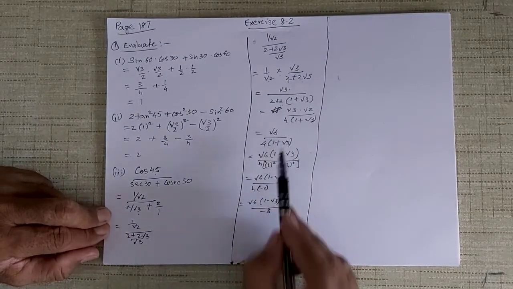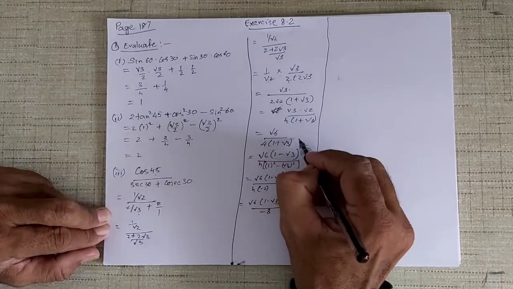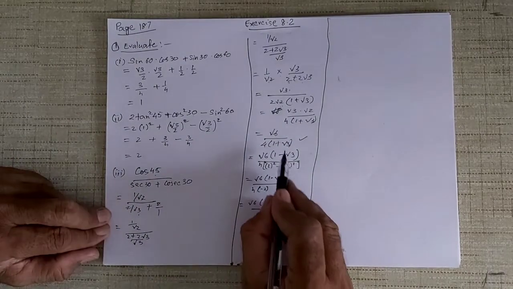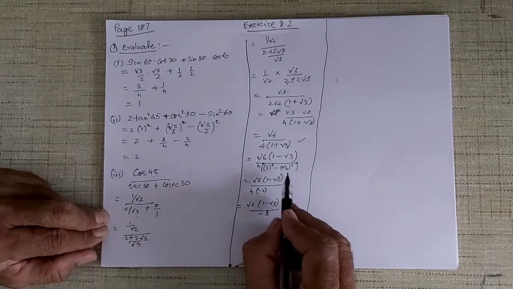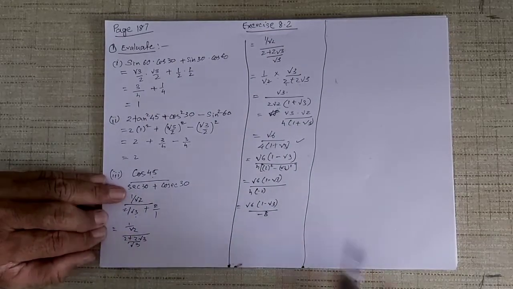अब फिर से 1 प्लस रूट 3 को अगर निकालना है, हो सकता है पीछे आंसर ऐसा भी दिया हो, but if I want to simplify it further, उसको 1 माइनस रूट 3 से मल्टीप्लाई करो ऊपर नीचे. Okay, so you will get the final answer like this.